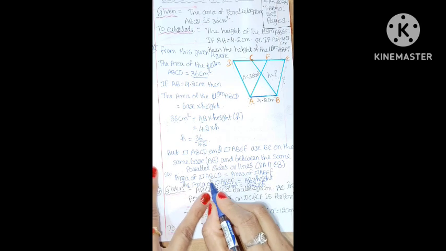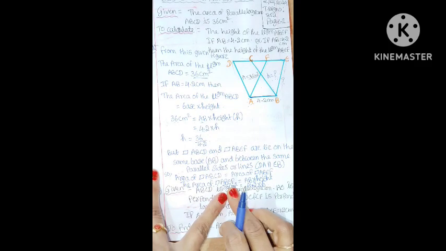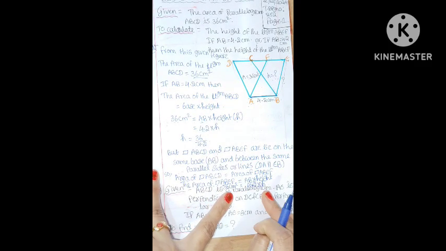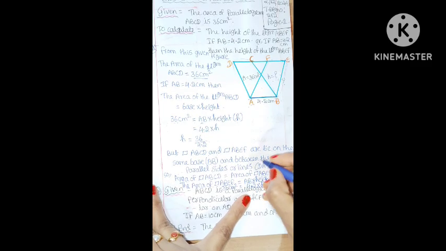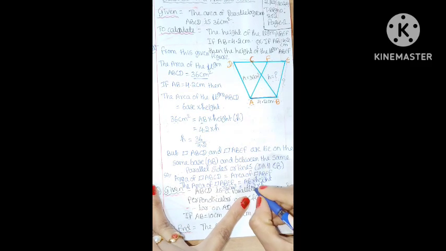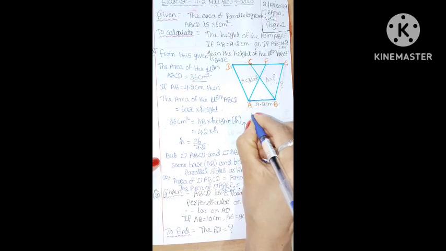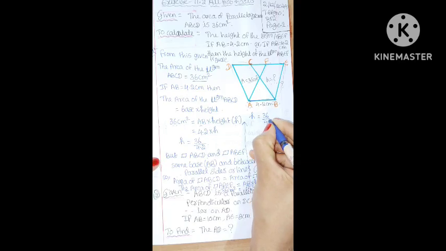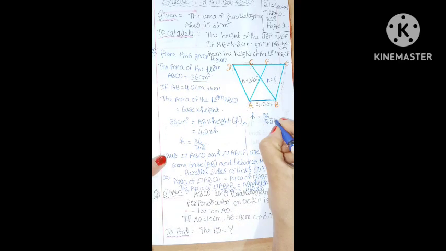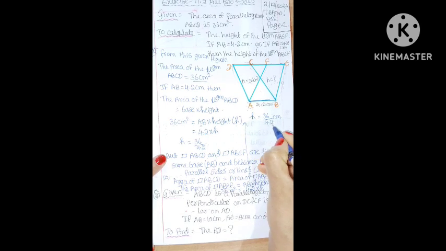Why is it equal to 36 centimeters square? This area is also equal to this area, and this area is already given in the problem. So 36 equals 4.2 into H. We want the H. Here we write H equal to 36 by 4.2, that is 36 centimeters square by 4.2 centimeters.